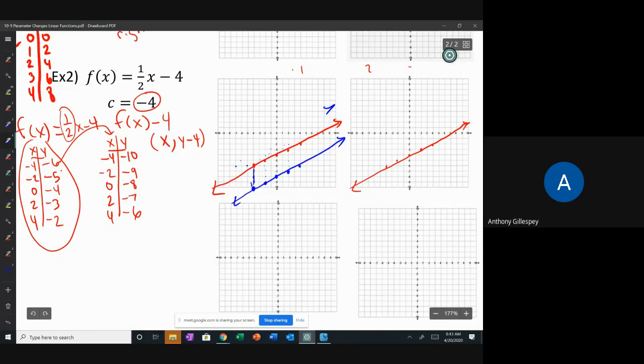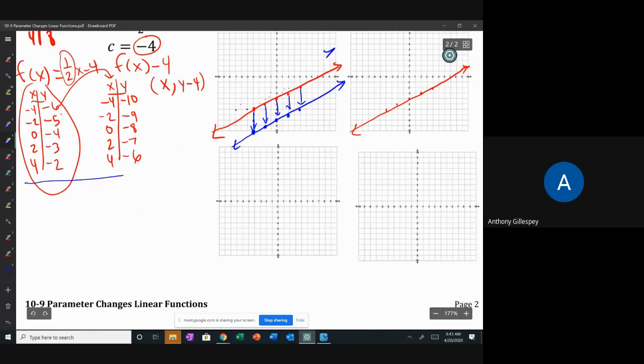All right, so that's what's happening. It's just moving the graph down 4. All right, there's that one. I'm going slow here, guys, but I think you're going to go a lot faster than me, okay? So, all right, next one. Now let's do the harder one.